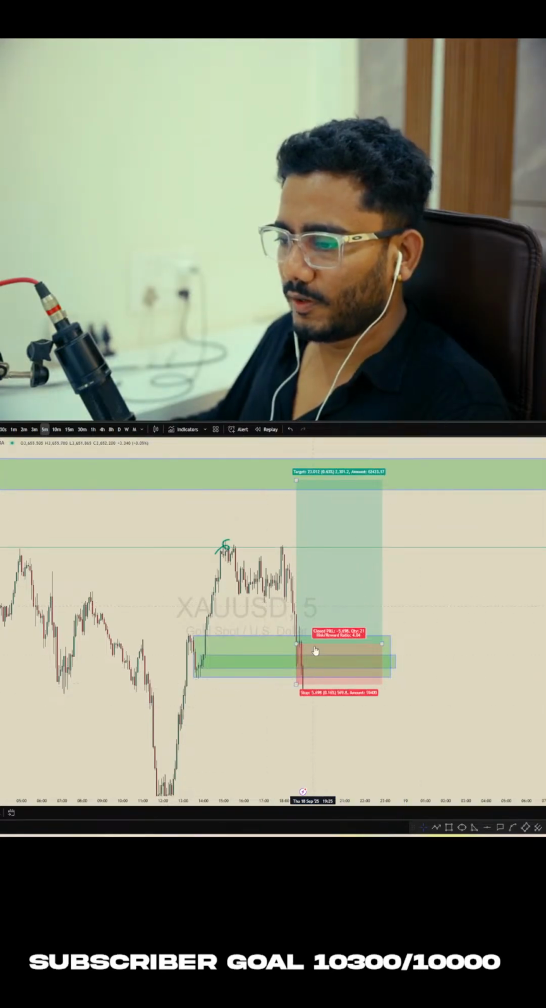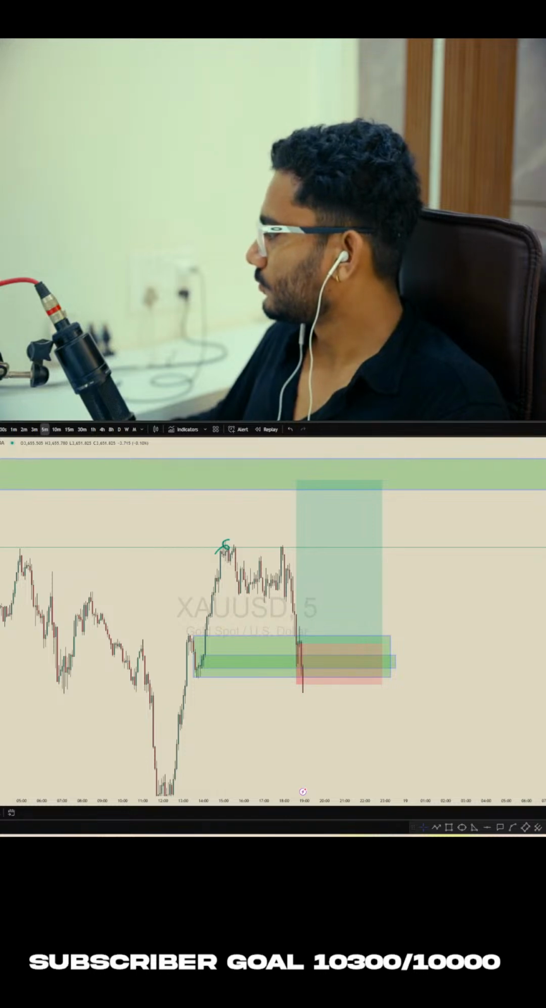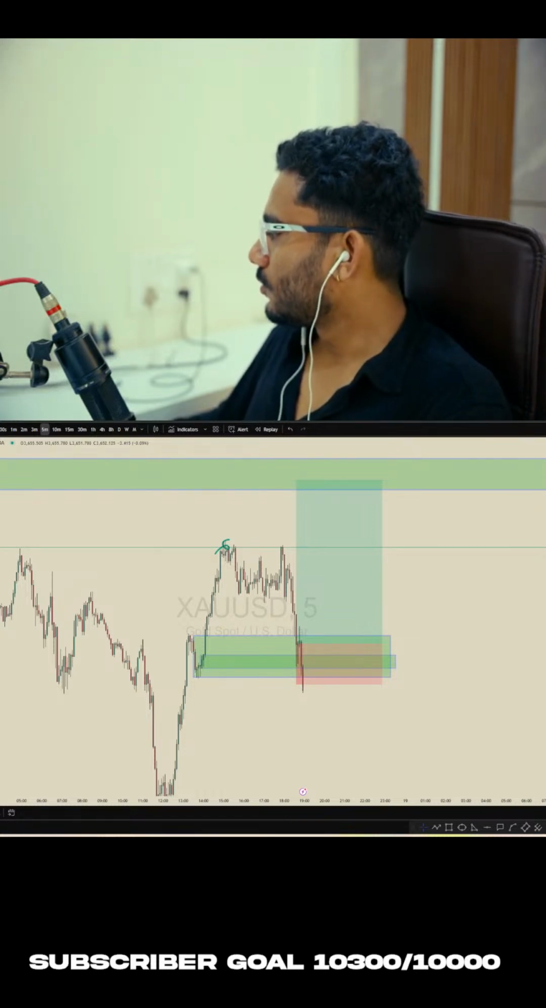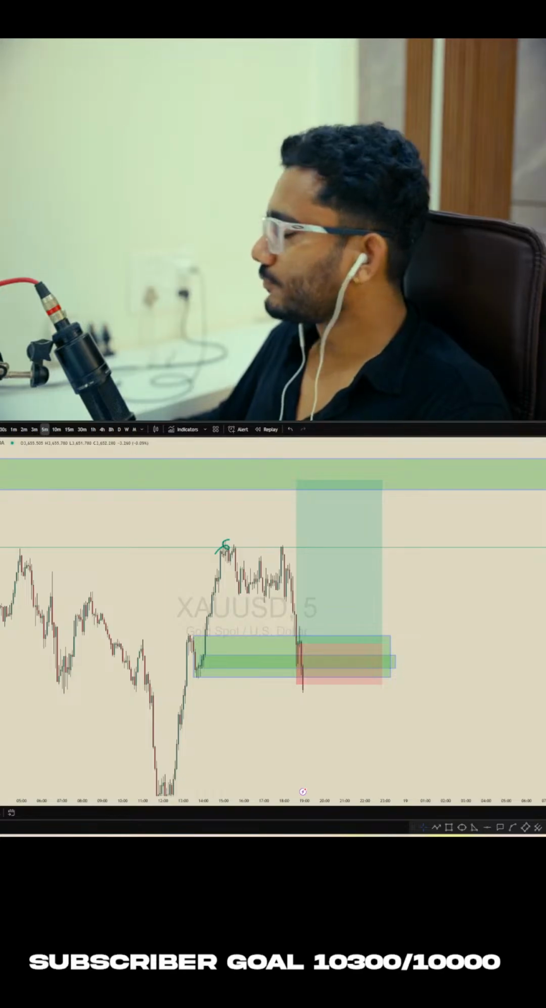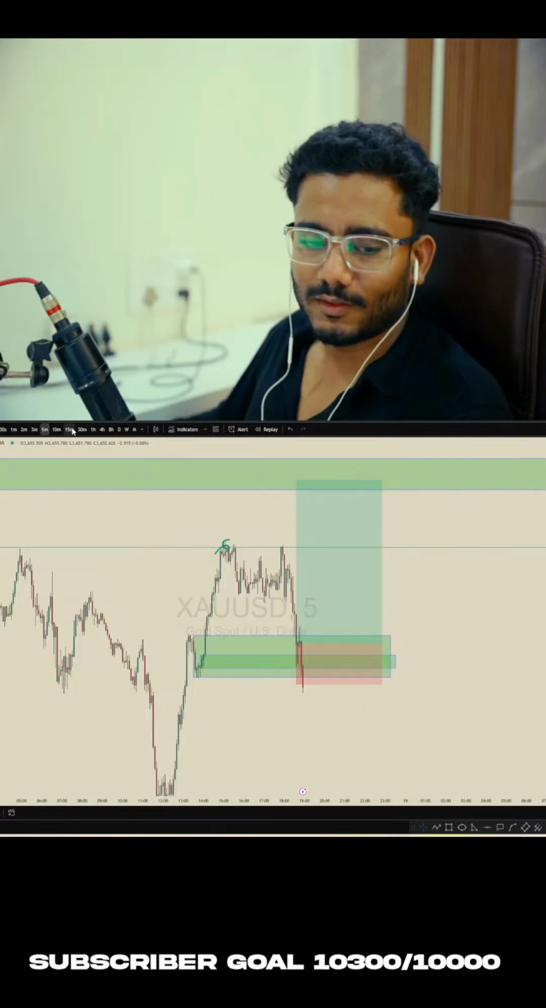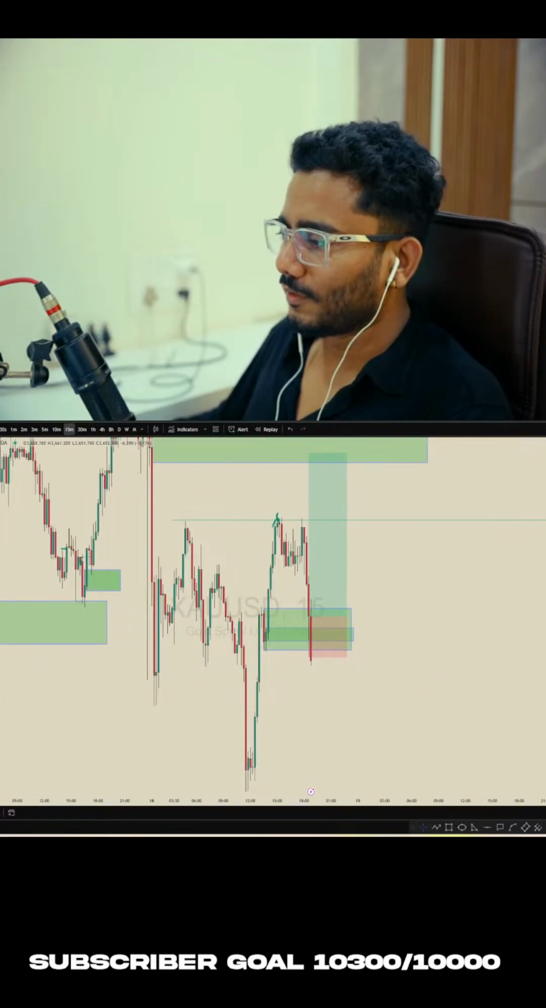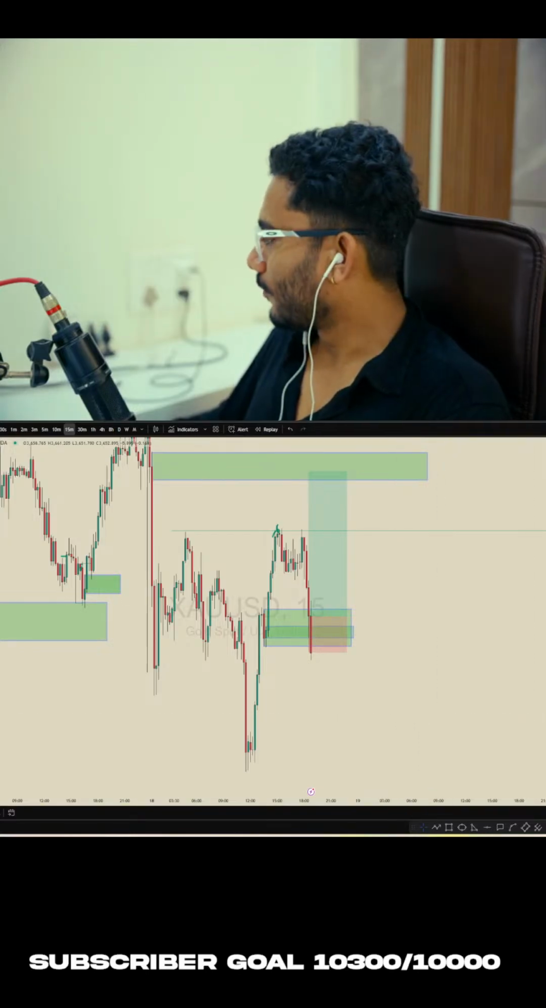Now it will sweep the liquidity and it will continue. You entered early, you should wait for price to take liquidity. I knew you. Then why are you saying this now?